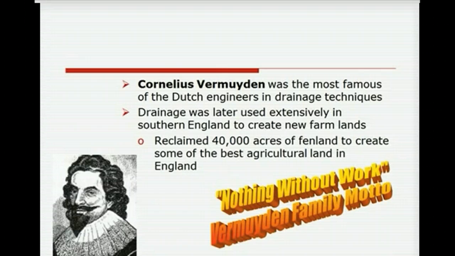They will adapt this technology, also increasing, being an island, very important to use every piece of land that you have. It will reclaim 40,000 acres of Fenland to create some of the best agricultural land in England, so very important to the lowlands and to England, as we'll see, very important coming up into the Industrial Revolution. And then here is the Vermuyden family motto, nothing without work. So I think that applies really great to an entrepreneur who came out and is going to kind of lead the way in agricultural production.